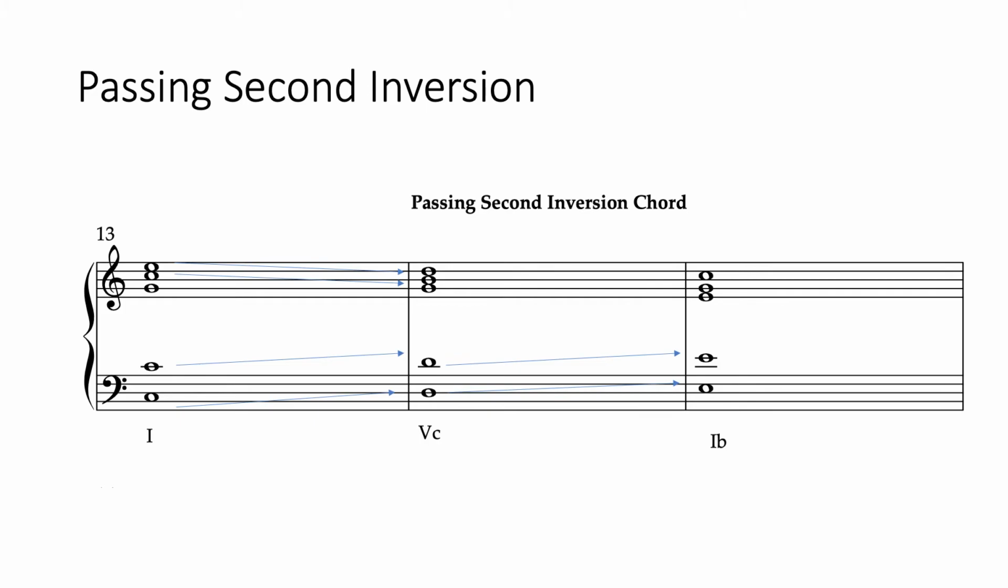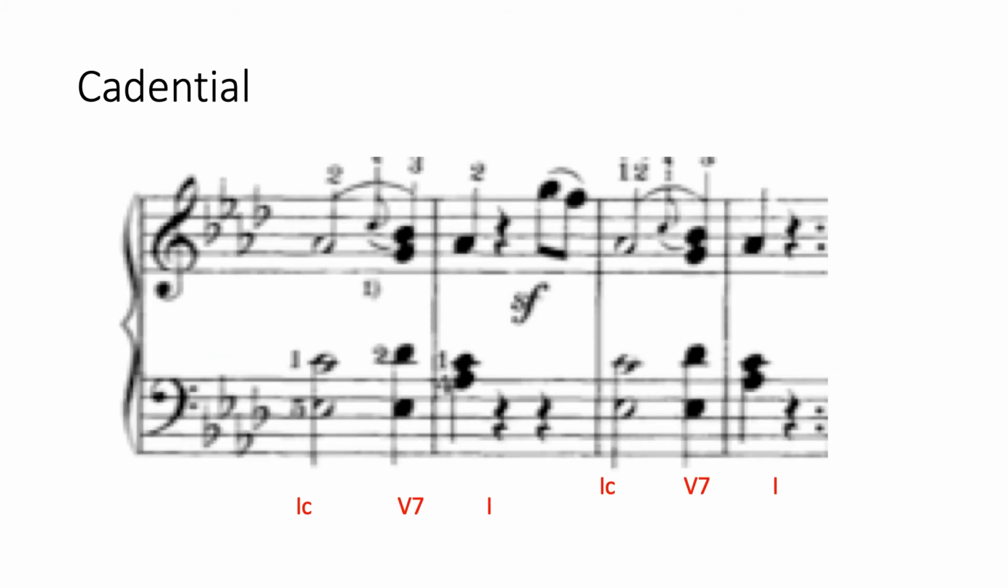I'm just going to play you a few extracts from some pieces now. So here's a cadential second inversion chord again. Oh, sorry, this one is a bit blurry, but I'll play it at the piano. Here it is. So this is in A flat major. We've got chord 1C and then we go to 5/7. So there's our 1C, 5/7, 1. There's our cadential second inversion chord again.